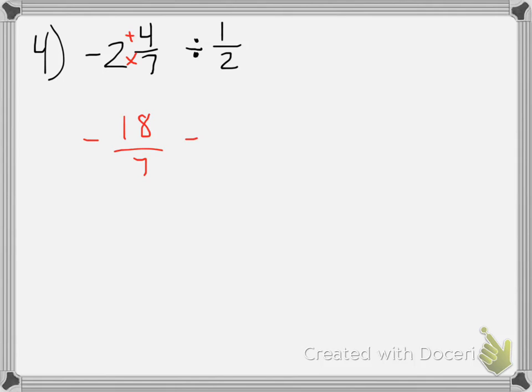I'm going to rewrite the division problem in a second. We're going to change it to multiplication. But take your time, do it step by step. The next step is going to be to multiply by the reciprocal. So rewrite it, negative 18 over 7 times 2 over 1. Let me take us back.